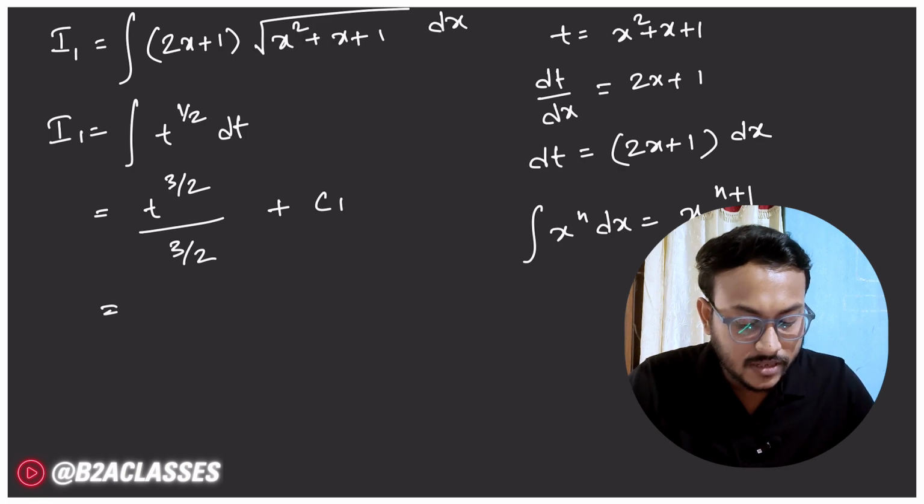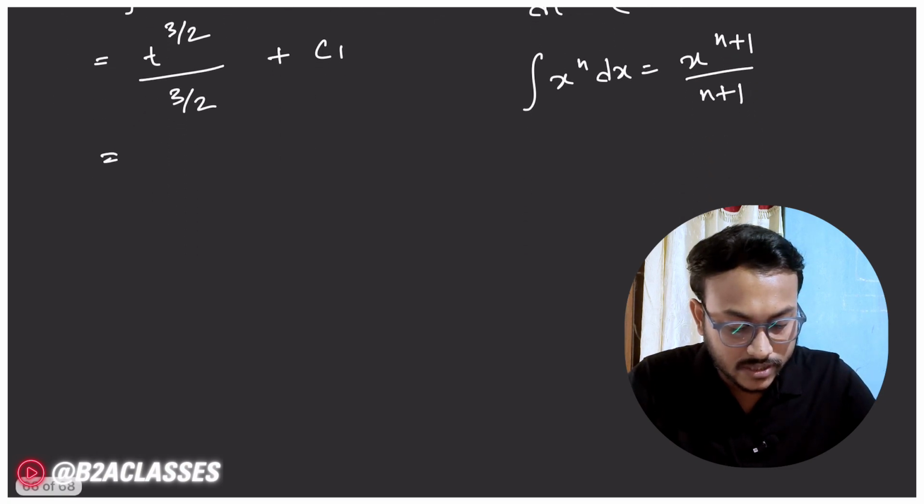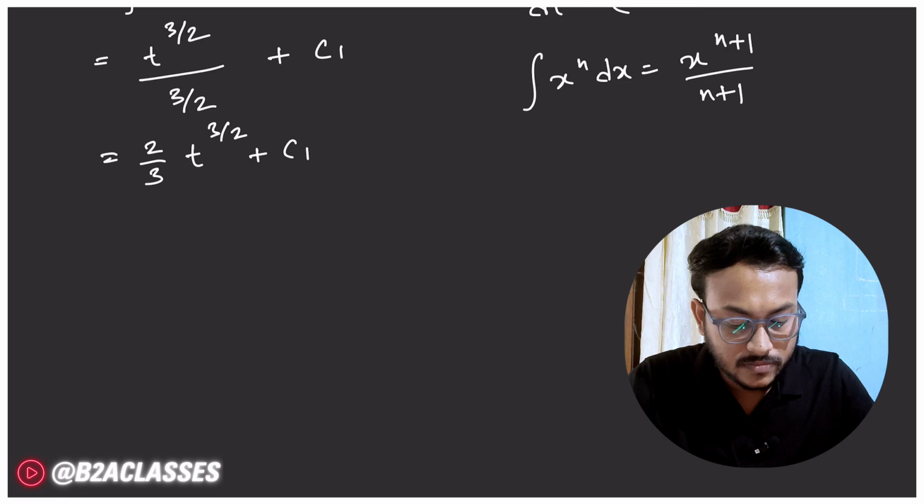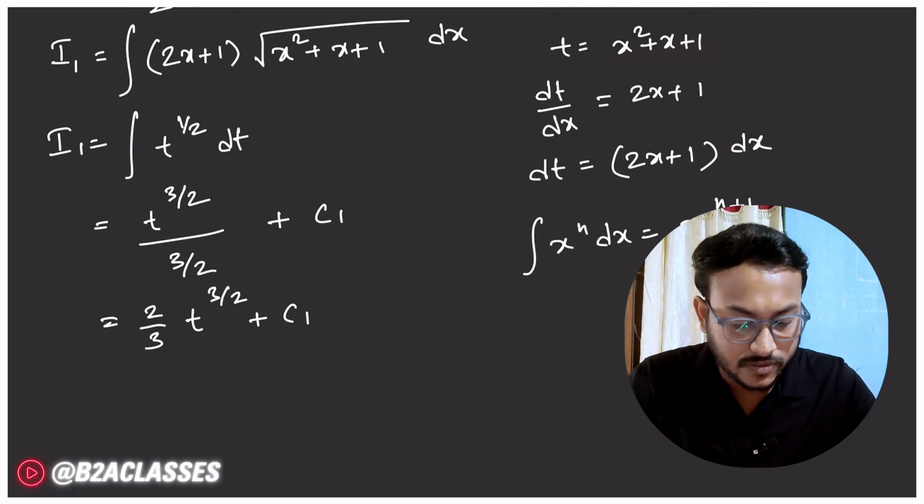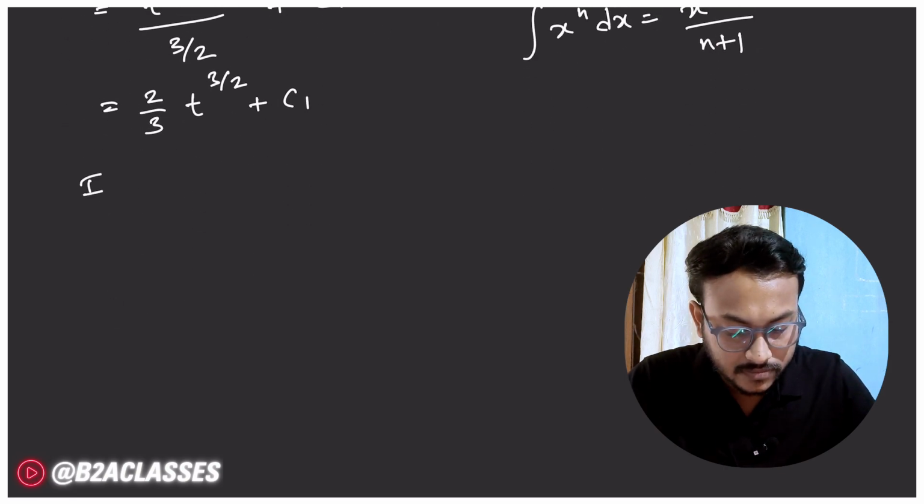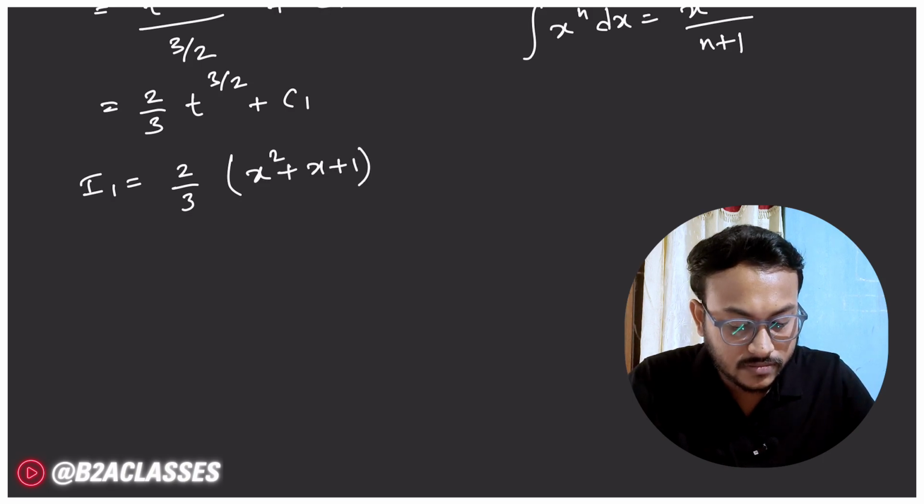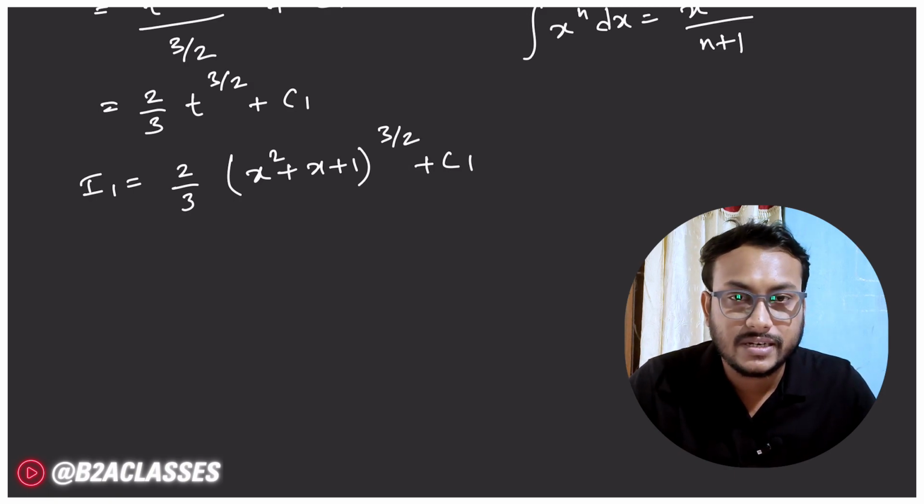Now the denominator has 3 by 2, so this will become 2 by 3. 3 by 2 will become 2 by 3 because 3 by 2 is in the denominator of t power 3 by 2. Now we have to substitute the value of t. t is basically x square plus x plus 1. So I1 is 2 by 3 times (x square plus x plus 1) whole power 3 by 2, plus c1. So this is the solution of the integral I1.